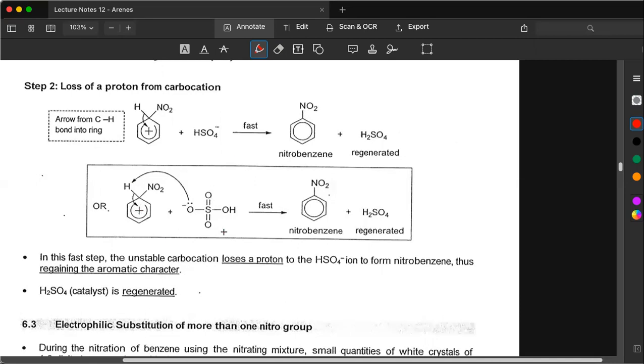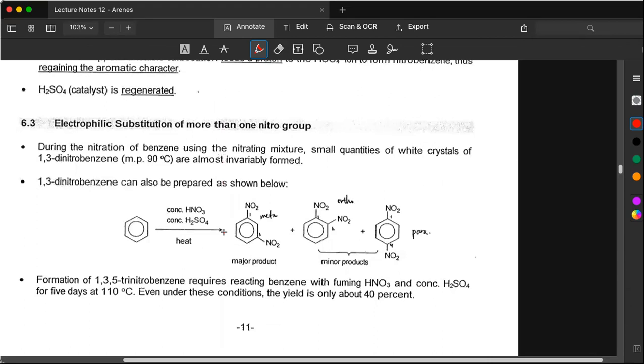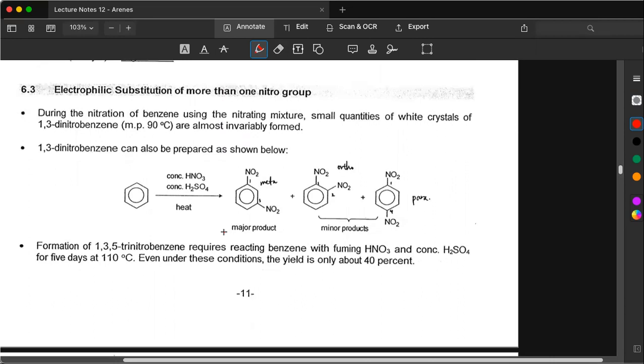This is also fine. Now, during the nitration of benzene using a nitrating mixture, small quantities of white crystals of 1,3-dinitrobenzene will be formed. So you can actually form this as well. So the formation of 1,3,5-trinitrobenzene: reacting benzene with fuming HNO3 and concentrated sulfuric acid for 5 days at 110 degrees Celsius, which is higher than the usual temperature, as mentioned. Even under this condition, the yield is only 40%.